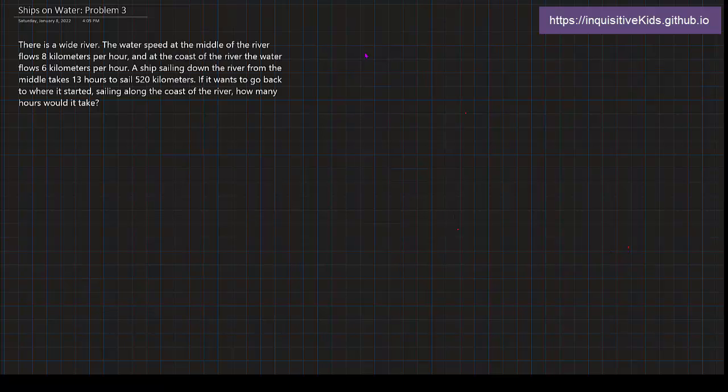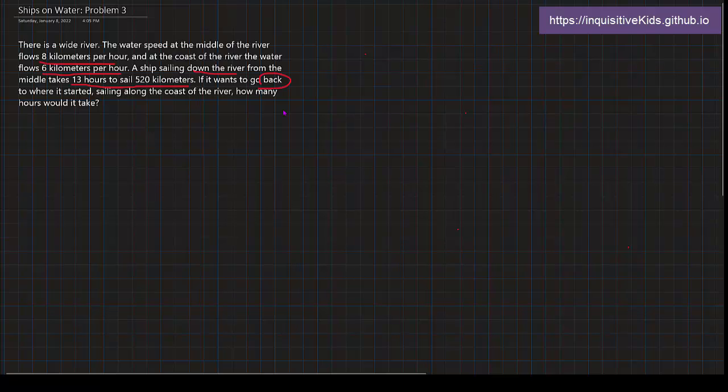There is a wide river. The water speed at the middle of the river flows 8 kilometers per hour, and along the coast the water flows 6 kilometers per hour. The ship sailing down the river from the middle takes 13 hours to sail 520 kilometers. If it wants to go back to where it started, sailing along the coast of the river, how many hours will it take?